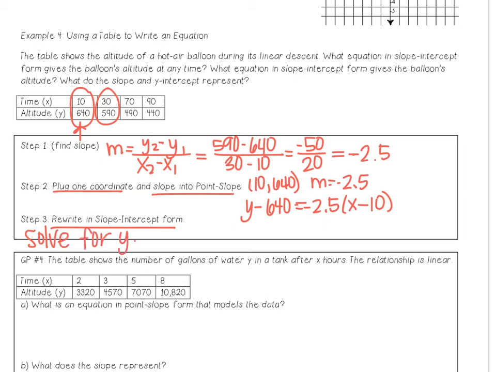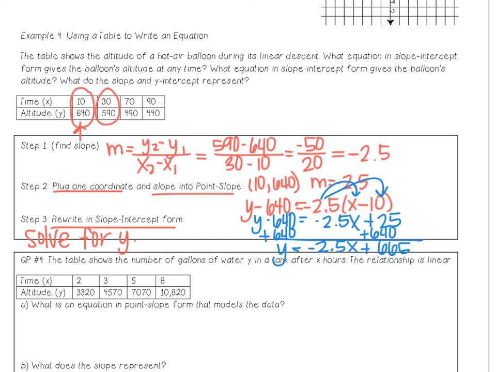Then we have to rewrite it in slope-intercept form, which means solve for y. In other words, get the y by itself. The steps to go from point-slope form to slope-intercept form are the same every time. You're going to distribute. So you get negative 2.5x plus 25. Then you're going to solve for y, so you add 640. Your equation is going to be negative 2.5x plus 665.